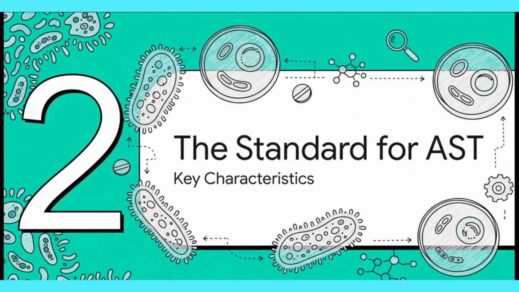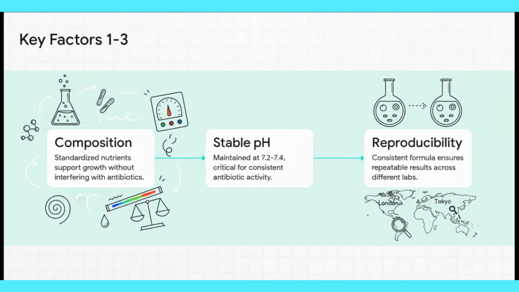All right, now let's get into the nitty-gritty of what makes this agar so incredibly reliable and why it became the global standard in the first place. So what's the secret sauce here? Well, first off, its composition is meticulously standardized. It's got things like beef extract and casein hydrolysate, which is basically just a protein from milk broken down into nutrients, and it has starch to soak up any toxic stuff the bacteria might produce. Critically, these ingredients feed the bacteria without interfering with the antibiotics. Second, the pH is kept stable, right between 7.2 and 7.4. This is so important because if the pH is off, it can actually change how an antibiotic works and give you a totally wrong result.